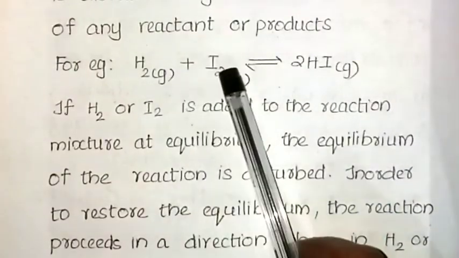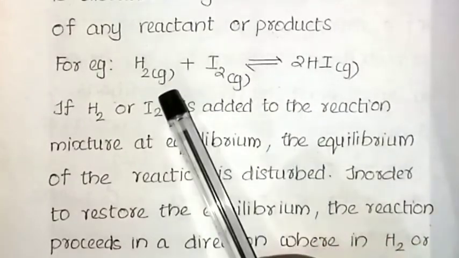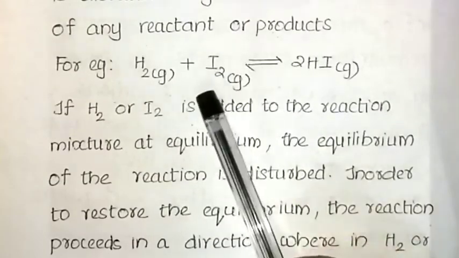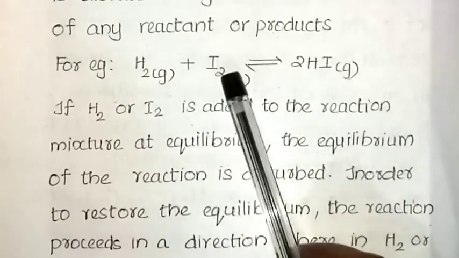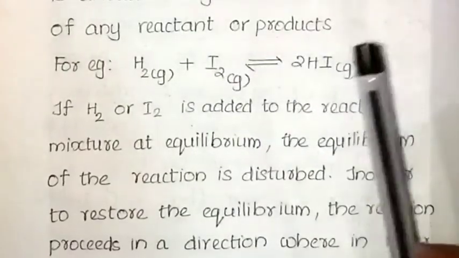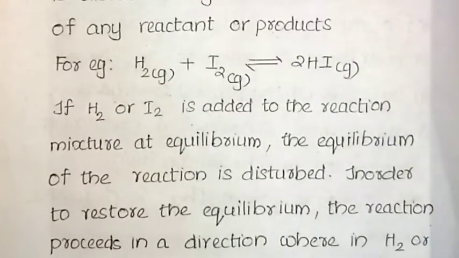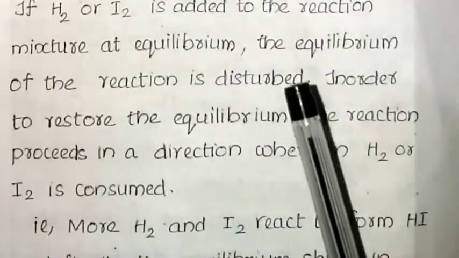If any one of the reactants is added to this system, then the concentration of this reactant increases. Then the system will reduce that concentration by combining with the other reactant to form the corresponding product. So, to restore the equilibrium, the reaction proceeds in the direction wherein hydrogen or iodine is consumed. That means the forward reaction is favorable here.